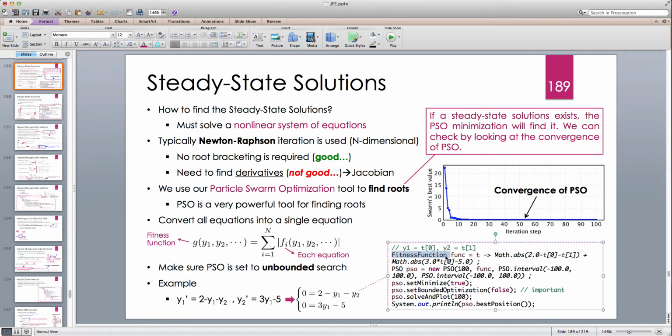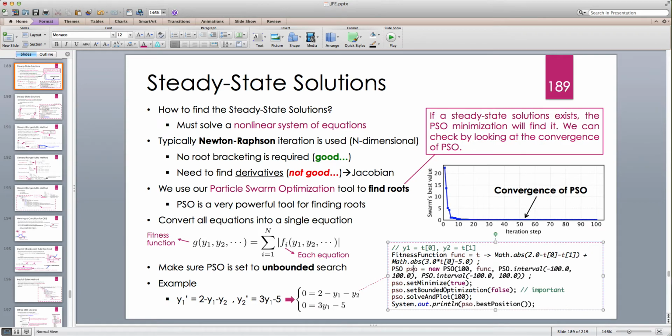So I define my fitness function for the PSO, and it takes an array T. Remember, T is an n-dimensional array. And then I set T0 as y1 and T1 as y2. So the first equation becomes the absolute value of 2 minus T0 minus T1. The second equation, I add them together, plus the absolute value of 3 T0 minus 5. All right. So if I minimize this, the minimum must be the solution of these two equations, because each one of these absolute values must independently be 0.